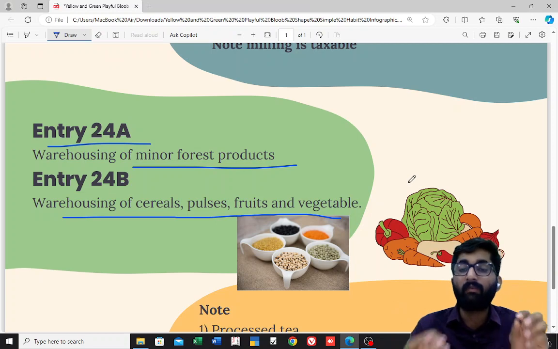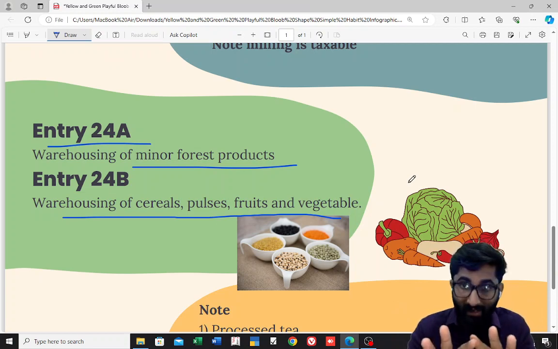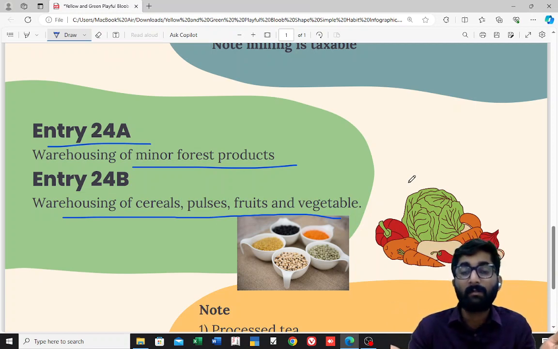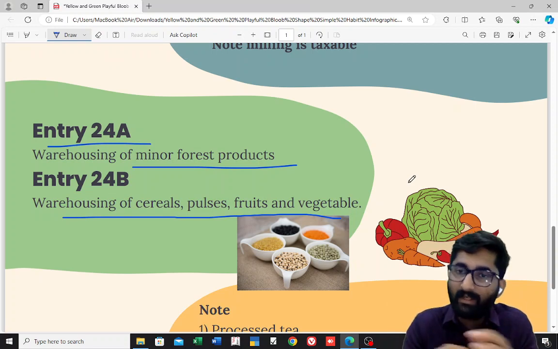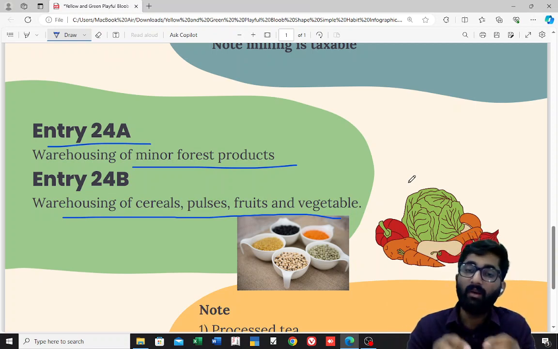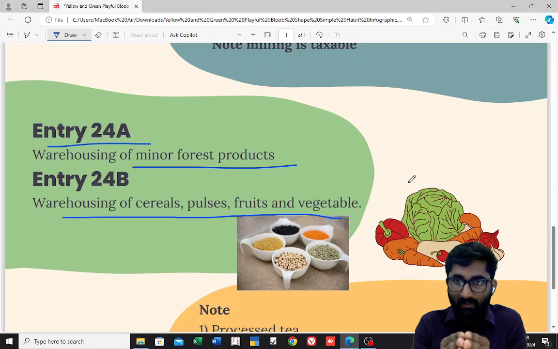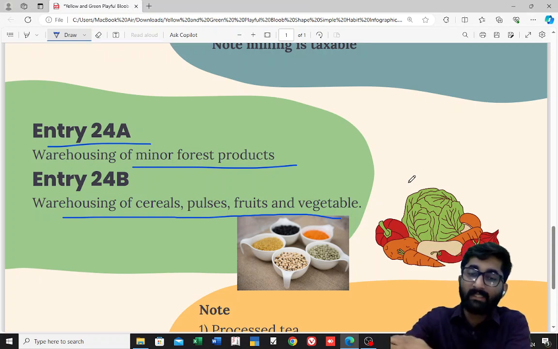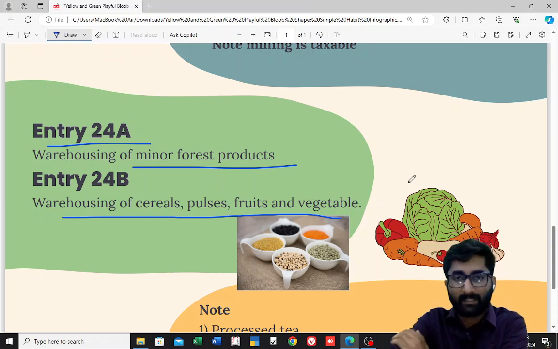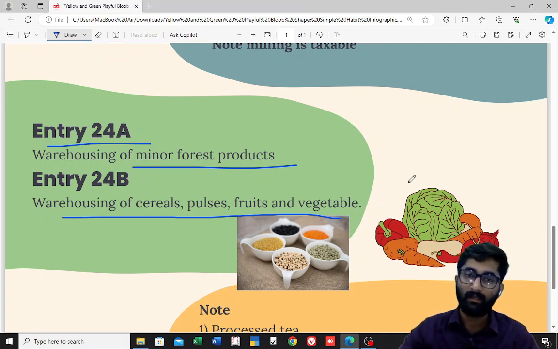the warehousing of the dehusked and split cereals or split dal is taxable. But warehousing of whole grams, chana, these kinds of items are exempt. Fruits are exempt. Vegetables are exempt. Anything related to fruits and vegetables is exempt. Why? Because these are agricultural produce.